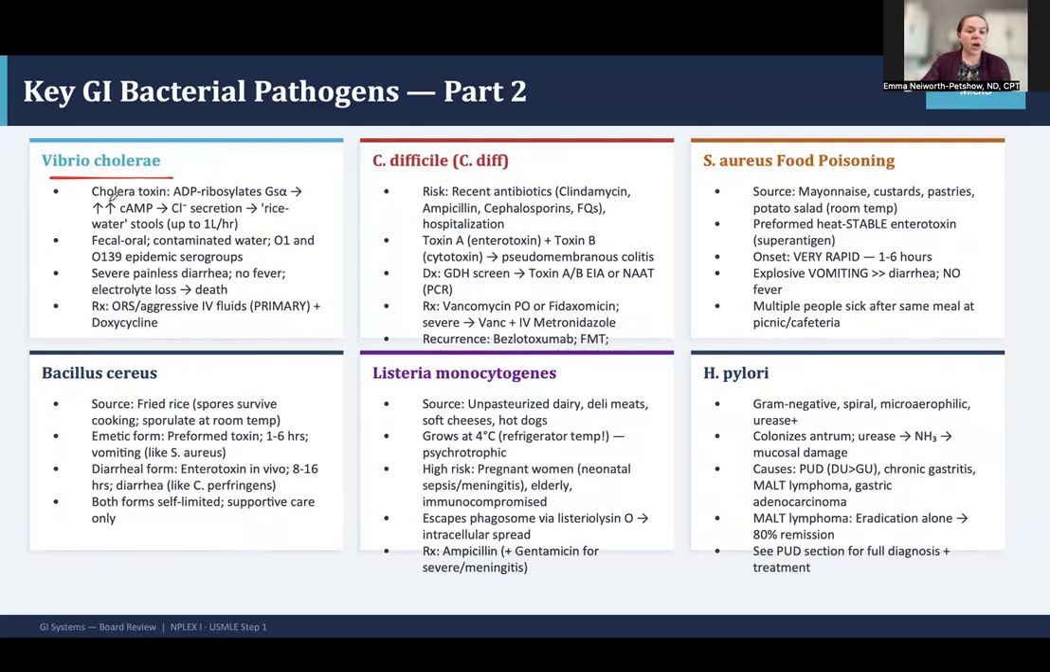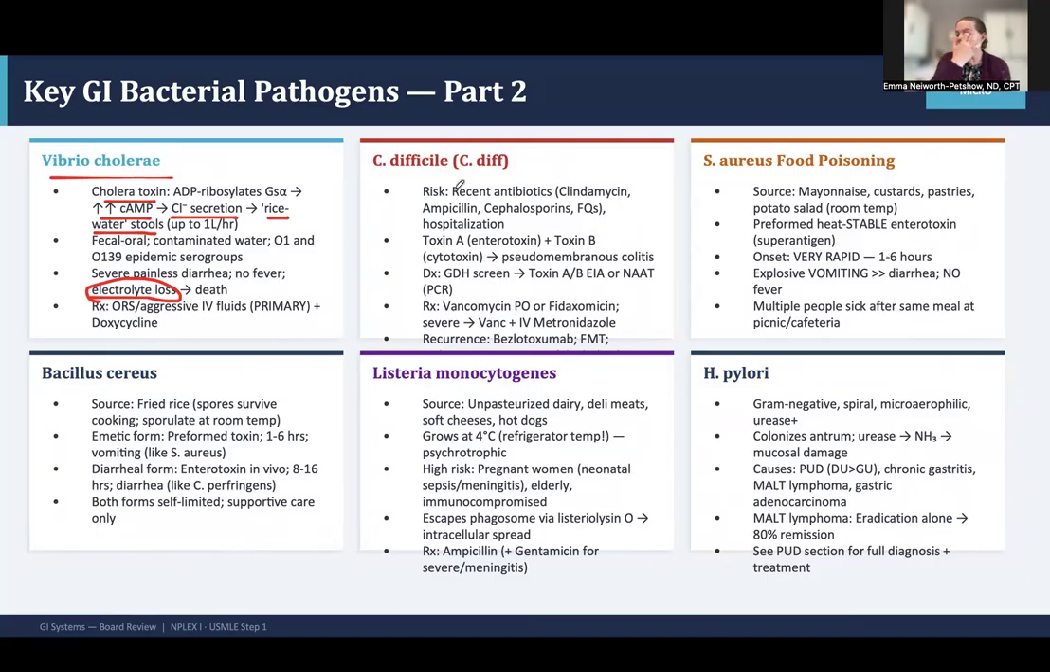Vibrio cholerae, this is cholera toxin. Again, that ADP-ribosylates Gs alpha, which leads to a lot of cyclic AMP, chloride secretion, and your rice water stools. So this is your classic rice water stool. Fecal-oral contamination of water, painless diarrhea, no fever, but lots of electrolytes being lost that could lead to death.